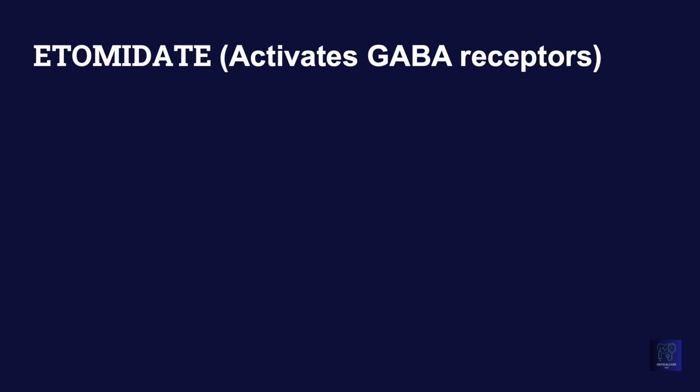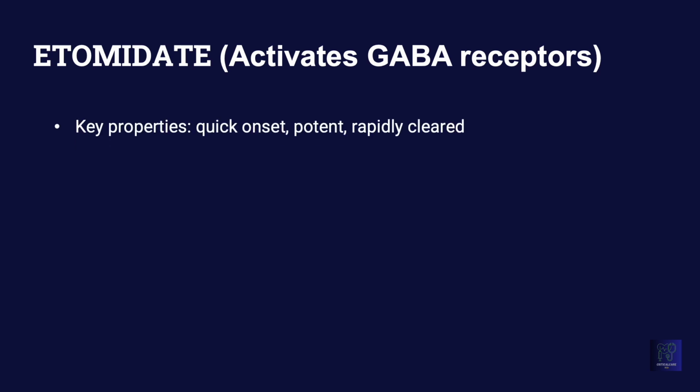Etomidate works via activation of GABA receptors. Its key properties are it has a rapid onset of action, it is a potent sedative, and is rapidly cleared. Main advantage is it does not cause cardiorespiratory suppression.